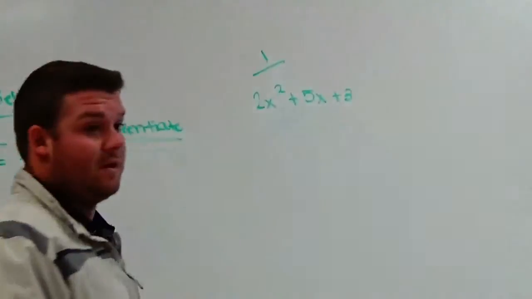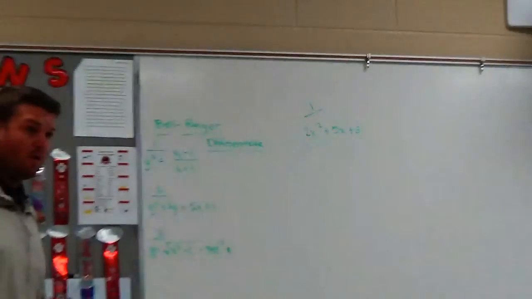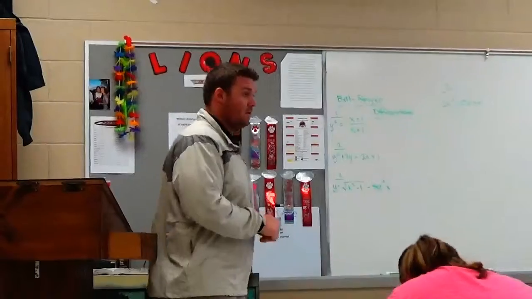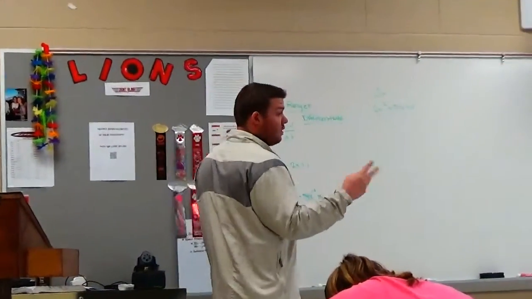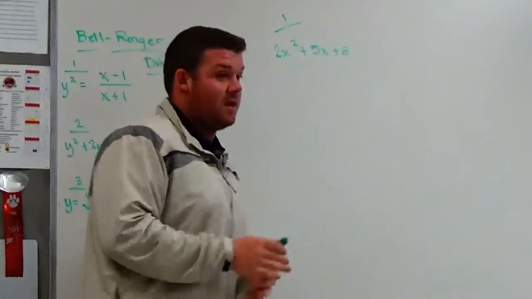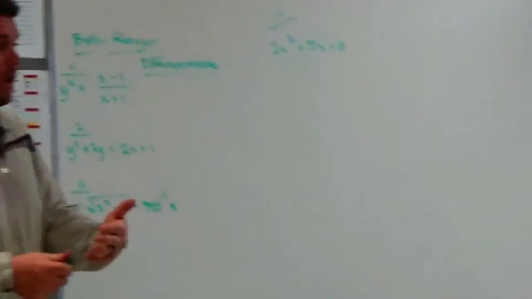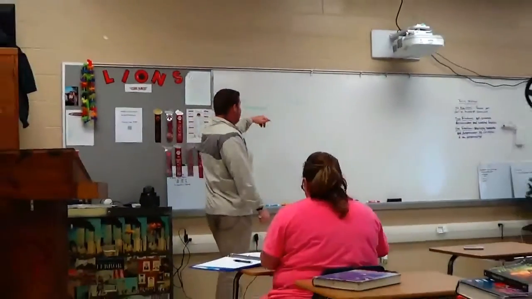Alright, we're trying to factor this. We've got 2x squared plus 5x plus 3. Okay, what's the leading coefficient? Just 2. The leading coefficient is just 2, right? What is the coefficient on our x squared? This is a quadratic. So our largest exponent is x squared. So our leading coefficient is 2.